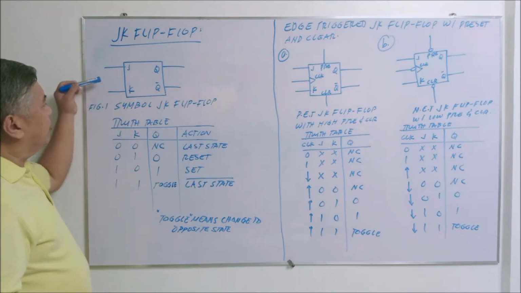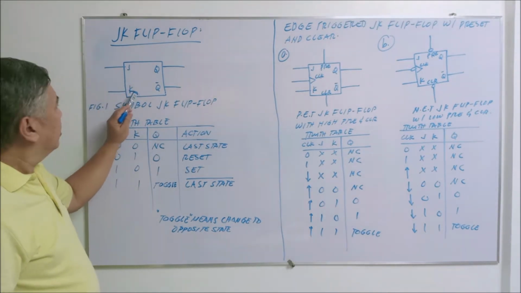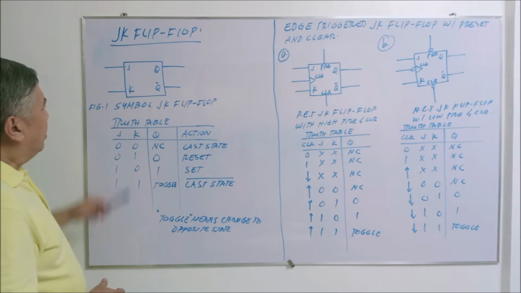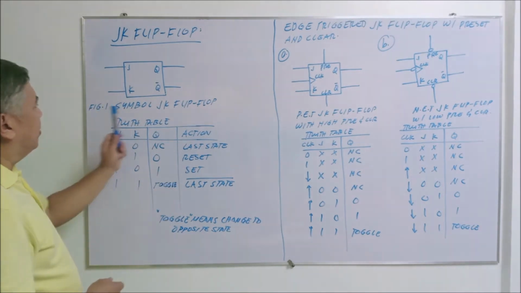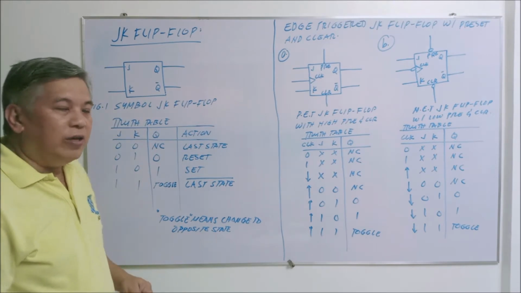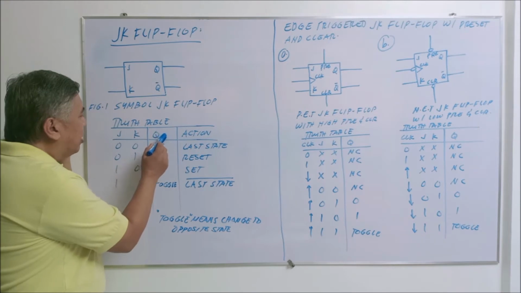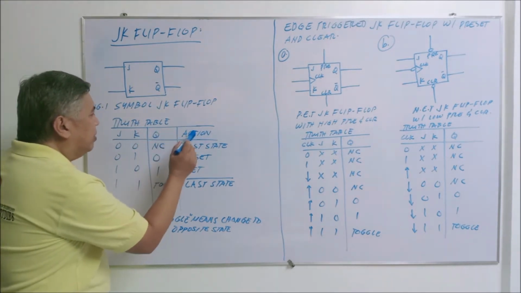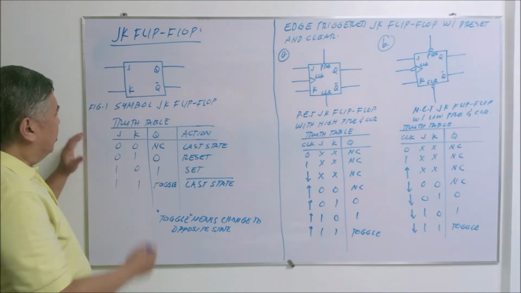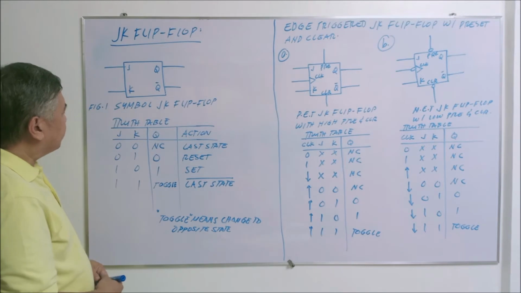So we have here the symbol of a JK flip-flop. We have inputs J, K, and outputs Q and Q bar. Okay? And then we have here the truth table, which represents the operation of your JK flip-flop. So you have inputs J and K, then you have output Q, which will have a particular action. These are your combinational values of inputs J and K.